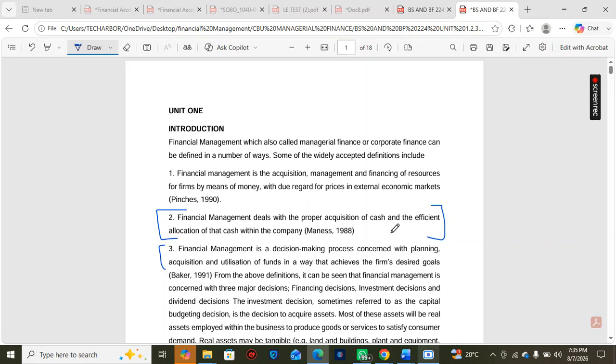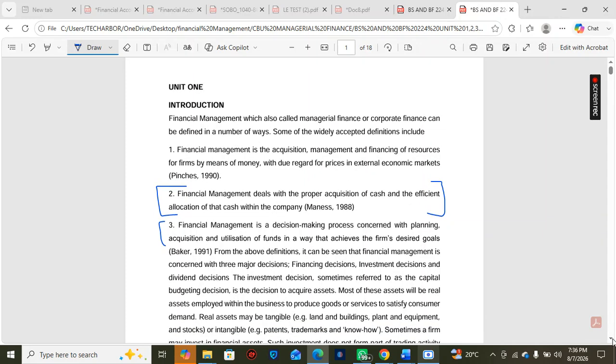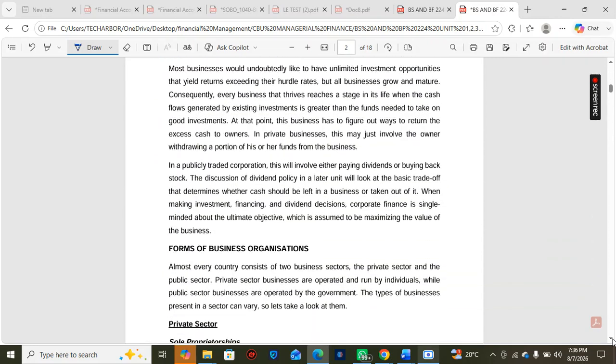So here, colleagues, whenever you hear the word management, it is all about planning, organizing, and controlling, so that you can make decisions. Once you add the financial, now you're putting in the monetary things. So that's basically the definition of financial management. Any of those definitions are okay.